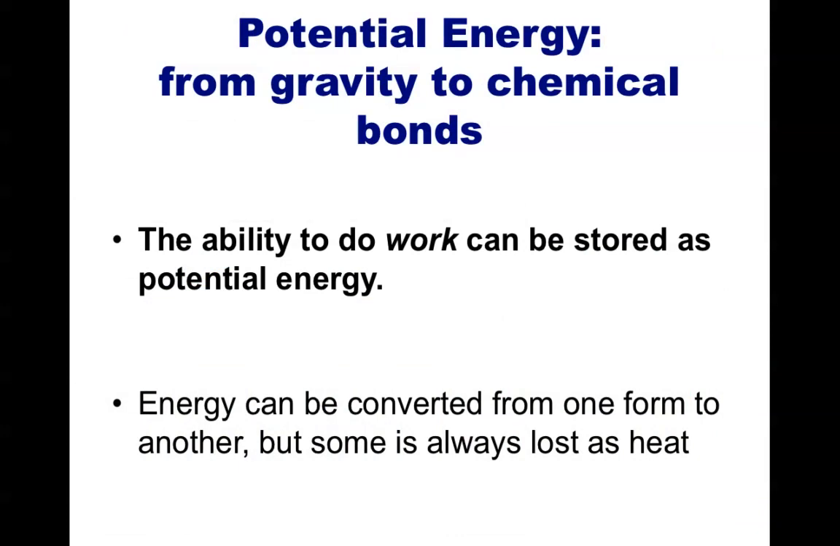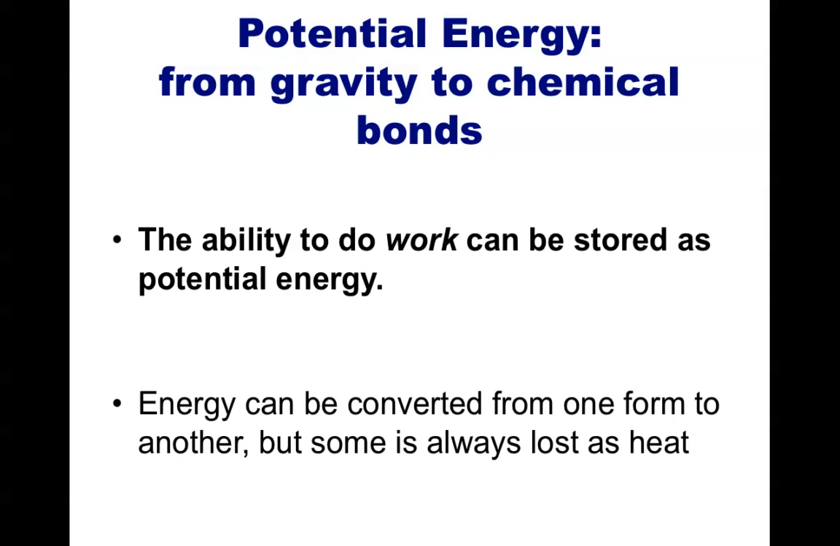Remember, potential energy is the ability to do work and move matter. This can be stored in a number of different forms. We will mostly focus on the potential energy stored in chemical bonds. This energy can be converted to kinetic energy or to other forms of potential energy. During virtually all conversions or transformations, the transfer of energy is not 100%. Some energy is usually lost as heat, which is a type of random kinetic energy.